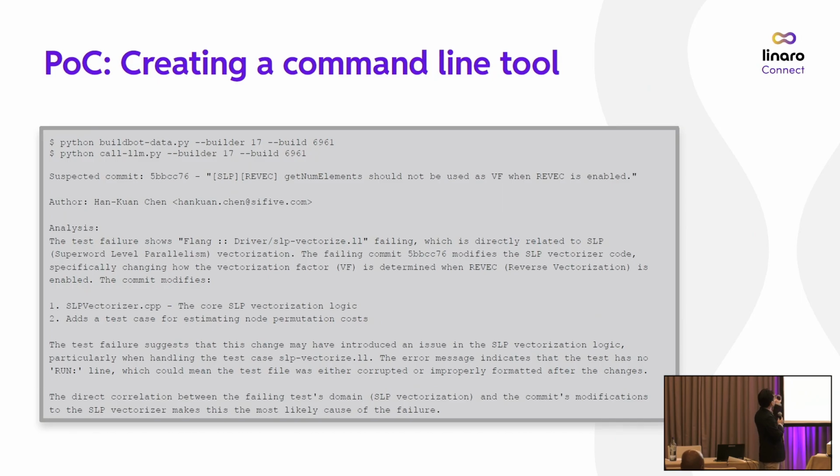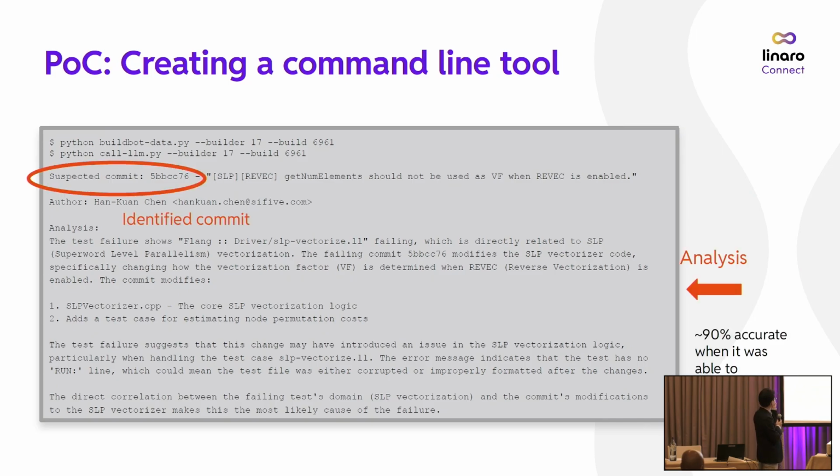We run the first script that fetches the data, then we call the second one that gets that data and sends it to the model. Here we can see that it identified the commit for this particular failure. It has a very brief analysis of why it identified that commit.